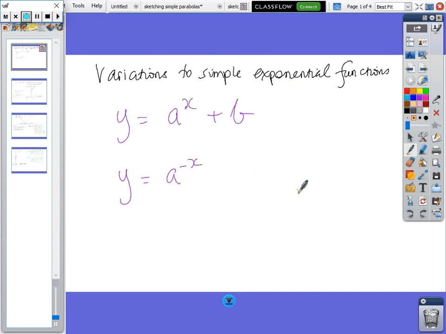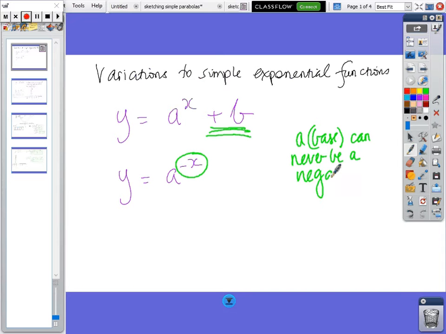Okay, so our second video on exponential functions, and we're just going to do some variations. The first variation is we're going to put a number behind it, and the second variation is we're going to have a negative power. So again, remember that the value of a, the base, can never be a negative number. Okay, so copy that and come across and we'll see what the variations look like.